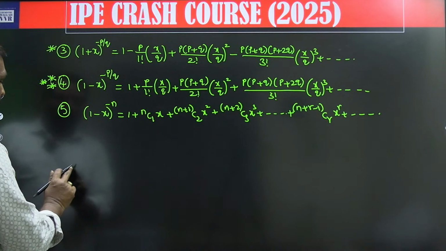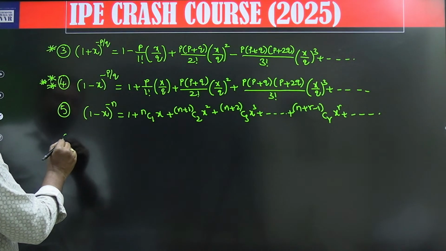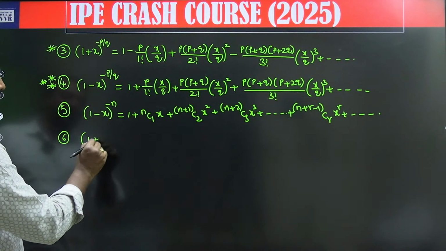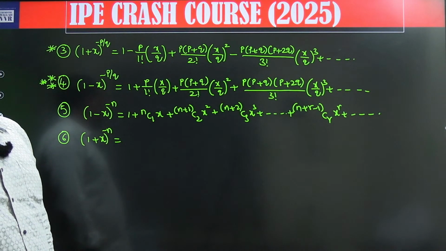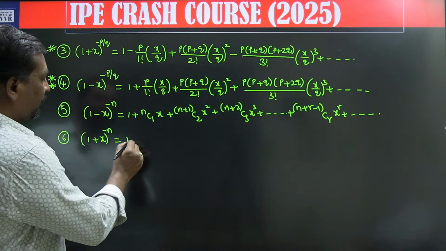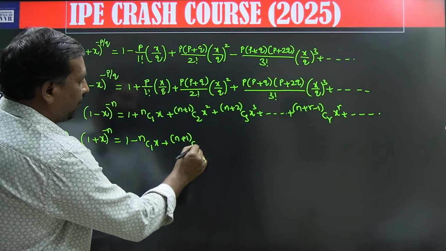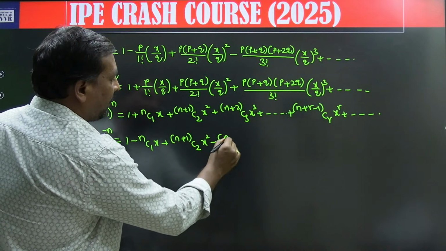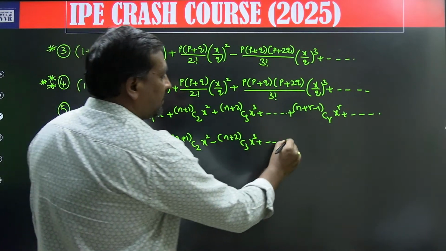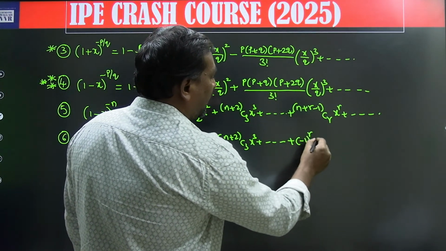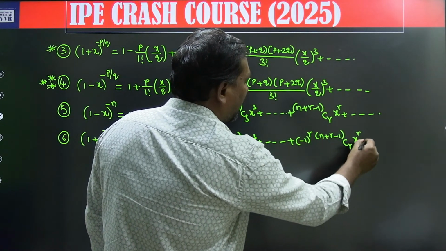And another one: (1 + x) whole to the power of minus n. This is 1 − nC1 x + (n+1)C2 x² − (n+2)C3 x³ and so on, with general term (−1) to the power r into (n+r−1)Cr x to the power r and so on.